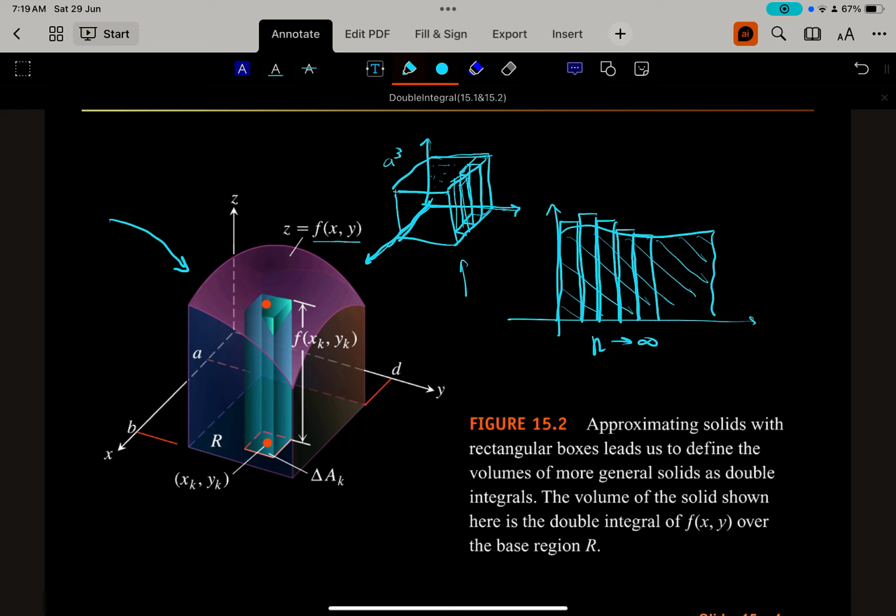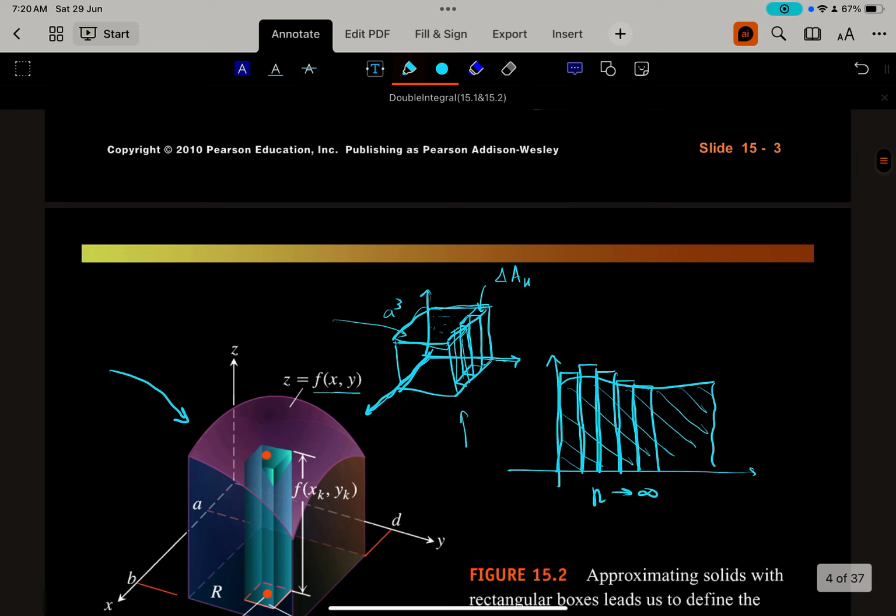I can just find the volume of each of these boxes. The volume of each of these boxes is basically the area that we got here, delta Ak, the one that we got here. So imagine now this is the upper face of the cube. This whole graph is the upper face of the cube, and now we have delta Ak, and the volume is basically the height, h, times delta Ak.